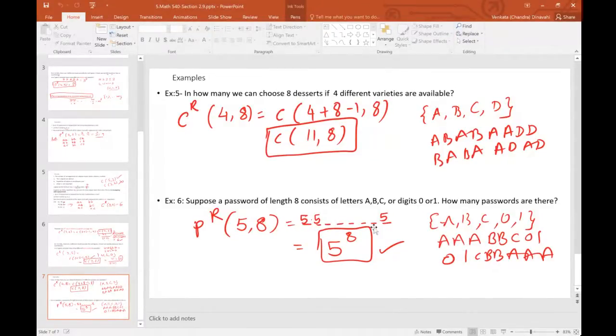So you have 8 spots to fill, and for each spot I have 5 different choices. So this is P power R, a 5 set. I am picking 8 members out of the 5 set. If you simply use the product rule, I'm multiplying 5 eight times, that is 5 power 8.